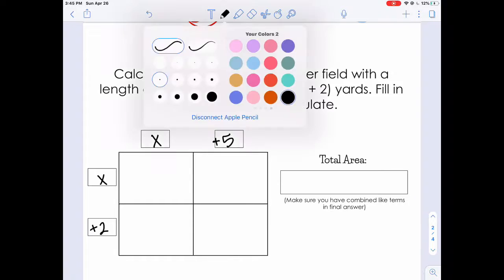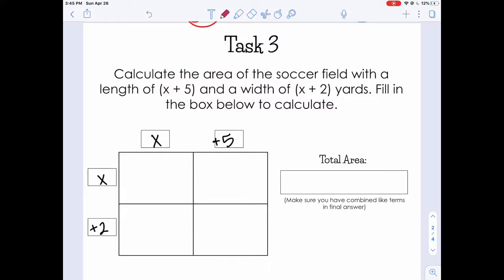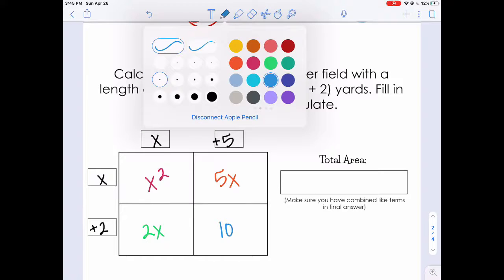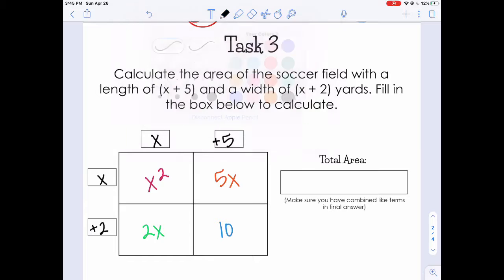Okay, just like before, we're going to find the area of each box by multiplying. X times x gives me x squared. X times 5 gives me 5x. Okay, x times 2 gives me 2x. And then 2 times 5 gives me 10 right here. Okay, so when we combine all of our like terms, these are alike, so we're going to get x squared plus 7x plus 10.